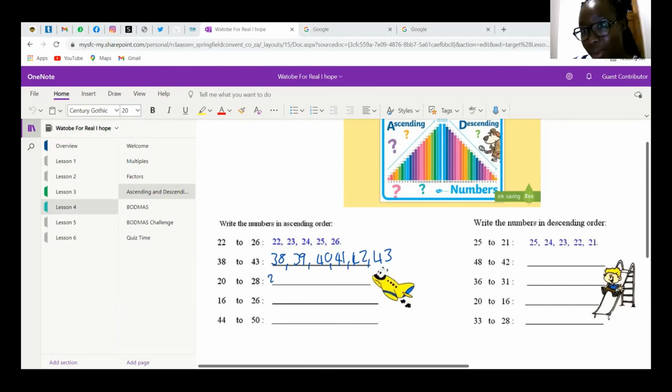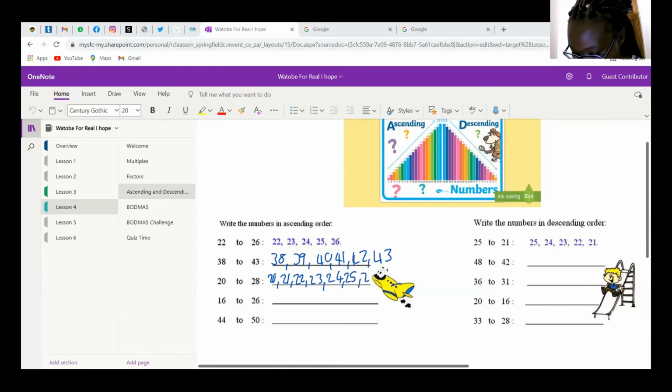Oh, no, I mean, we missed the number 21. 21, yeah, 21. 21, 22, 23, 24, 25. Yes, keep going. 26.